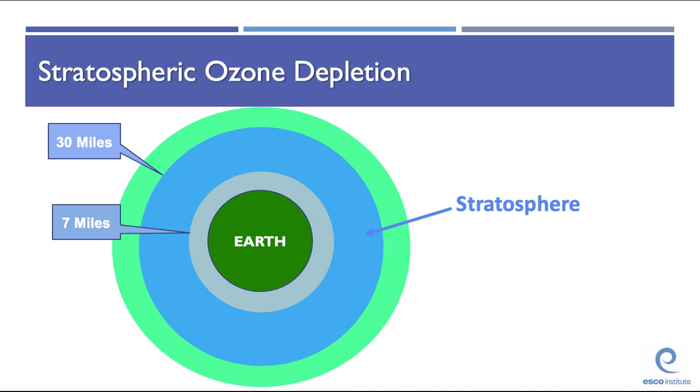The stratosphere is part of the Earth's atmosphere, which extends from about 7 miles to about 30 miles above the surface. This is the part of the atmosphere we're concerned about.